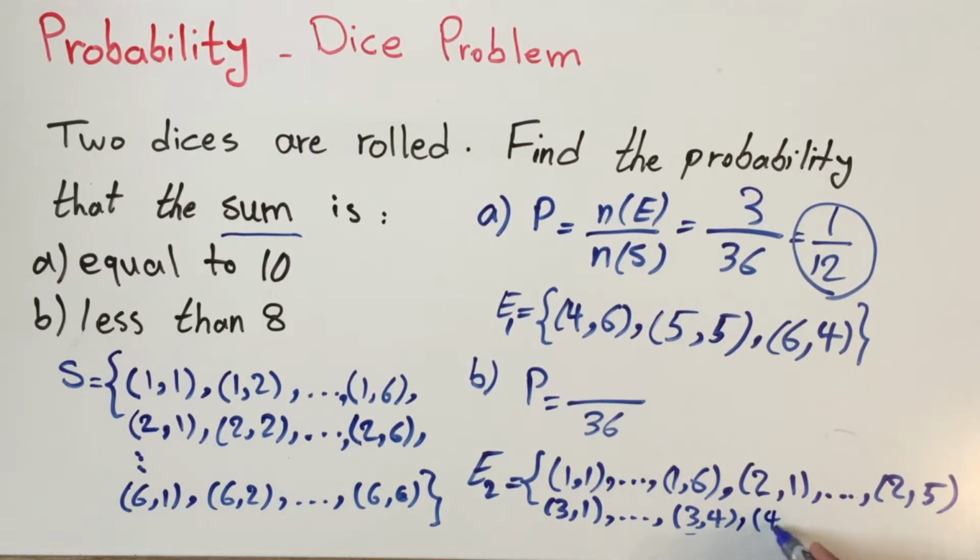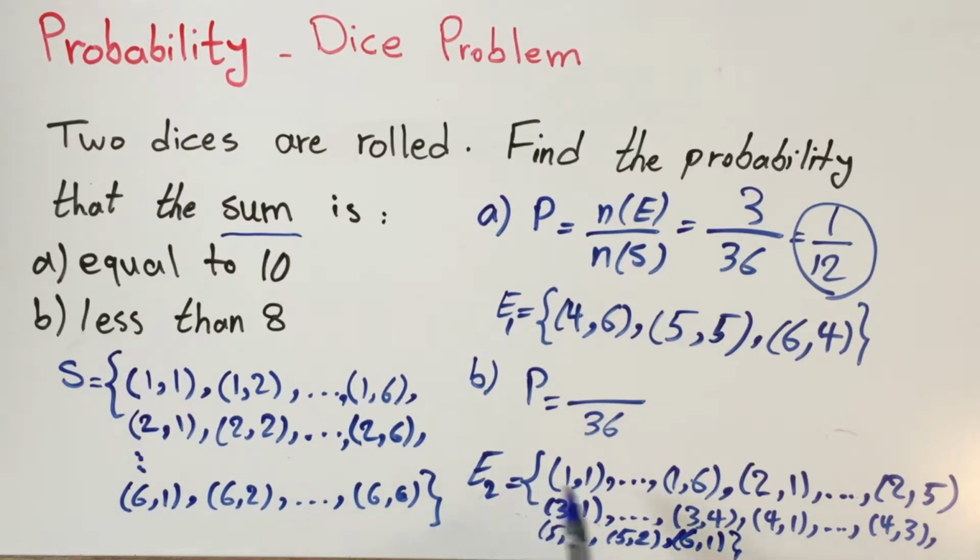How about 4? 4 and 1 all the way to 4 and 3, because again 4 and 4 is going to be 8. So after 4, for 5 I have only 5 and 1 and 5 and 2, which is 7. So the next one, which is 5 and 3, is going to be 8. And then for 6 I have only 6 and 1. That's it, because 6 and 2 is going to be 8.